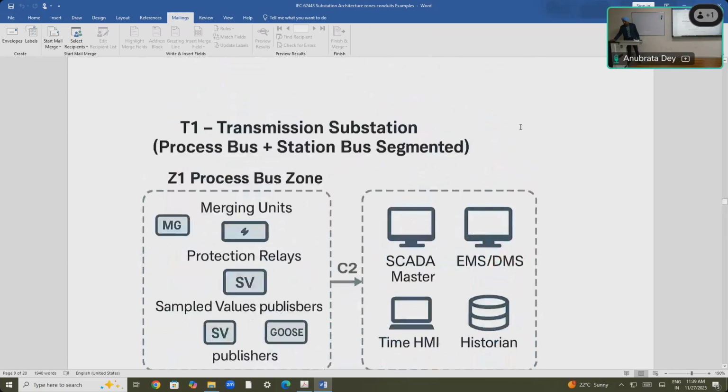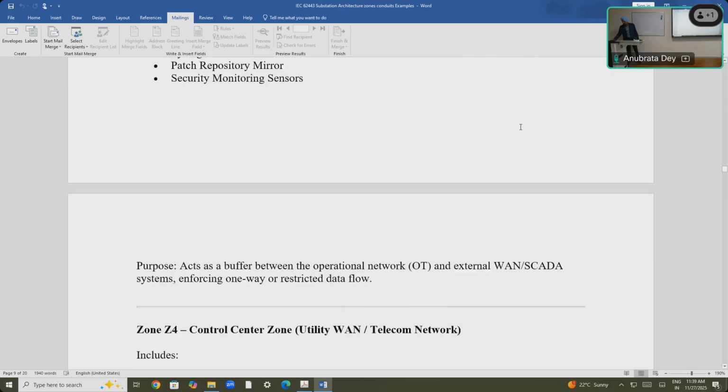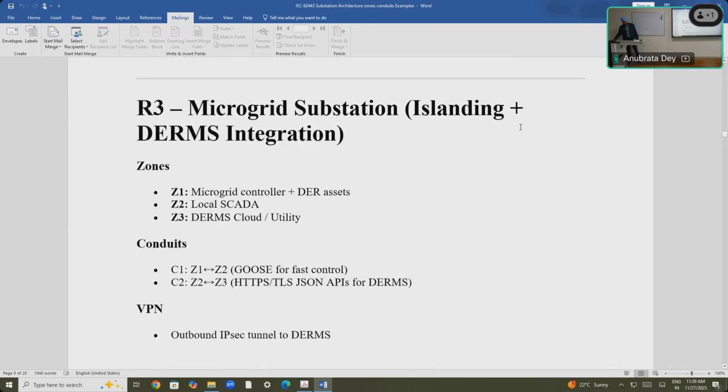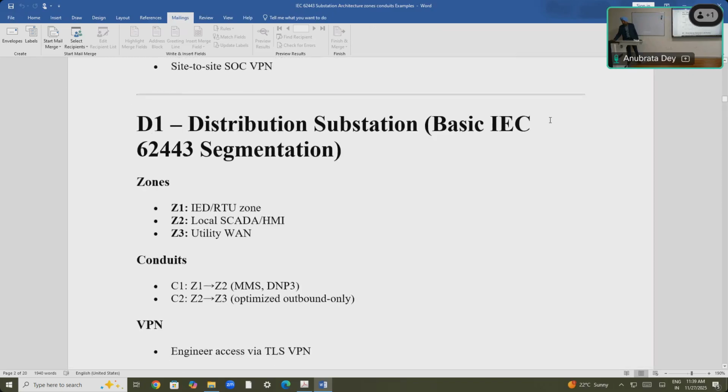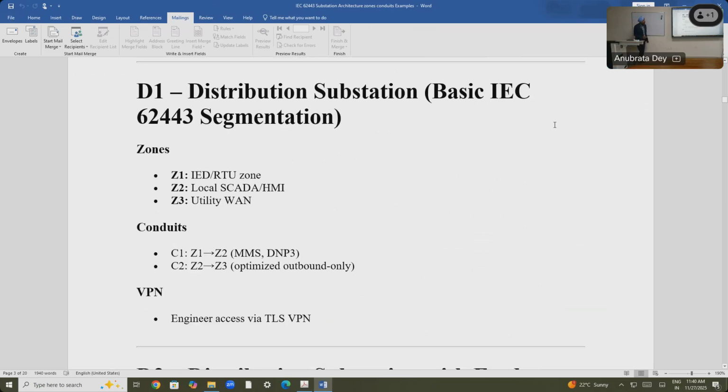Okay, let's go back to the distribution one. We will take a look at that. So let's just start with the distribution substation. And this is again based on standard IEC 62443. Okay, we talked about that. So in the distribution center, typically you could have a zone 1, which is the IED RTU zone. You could have zone 2, SCADA, HMI, and zone 3 is the utility LAN.